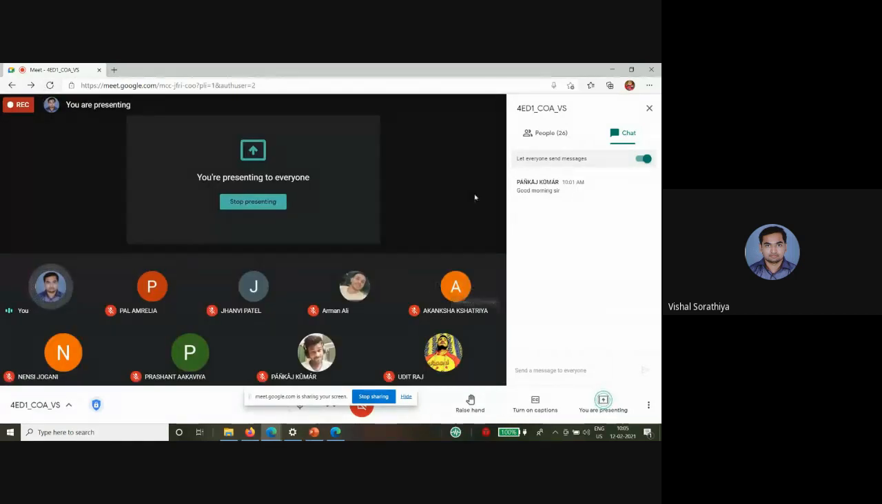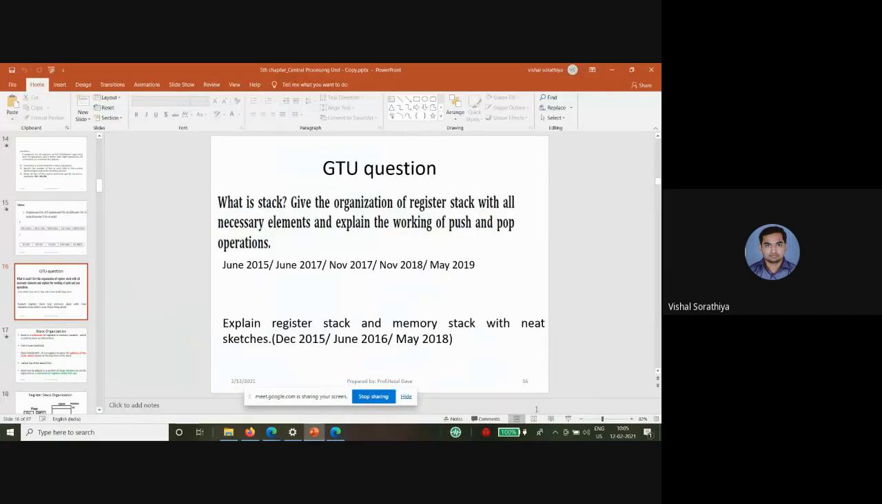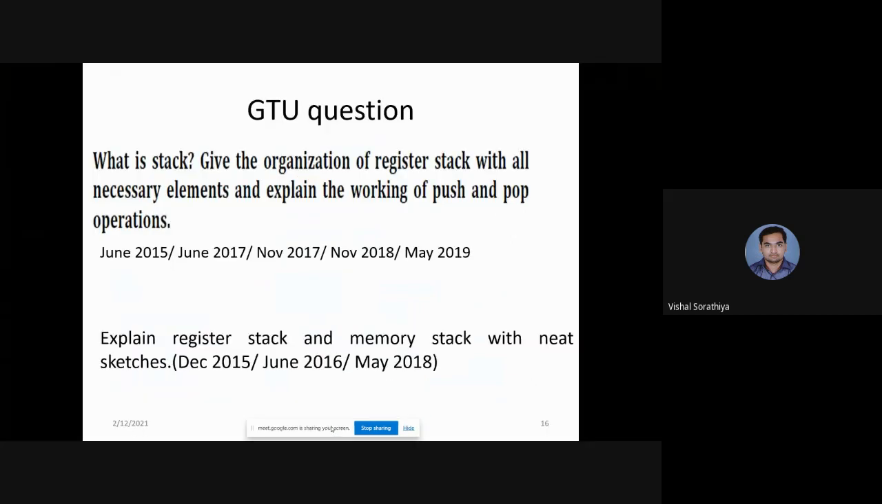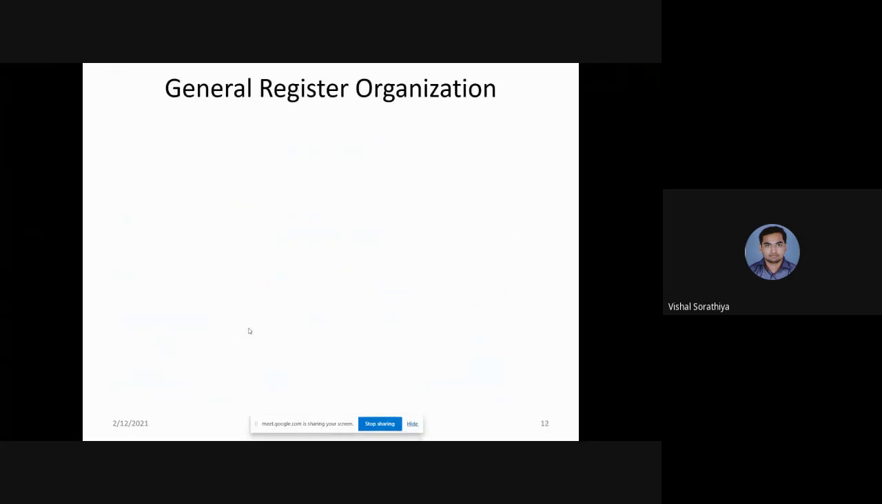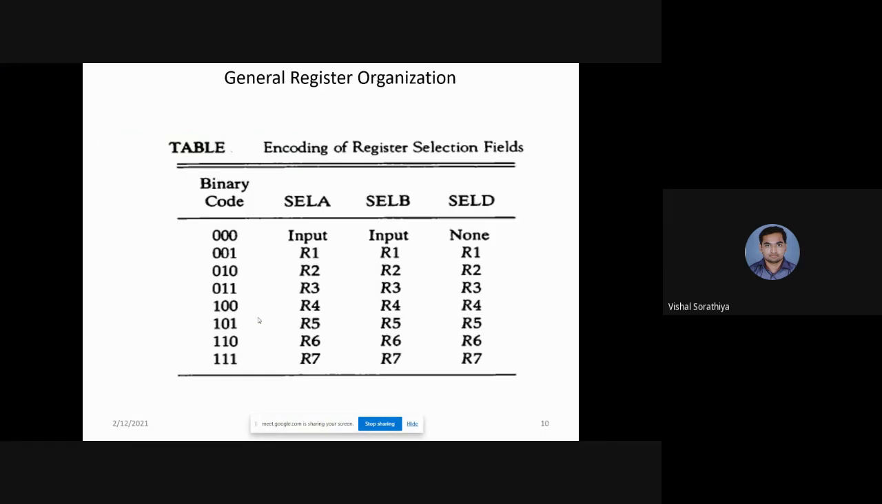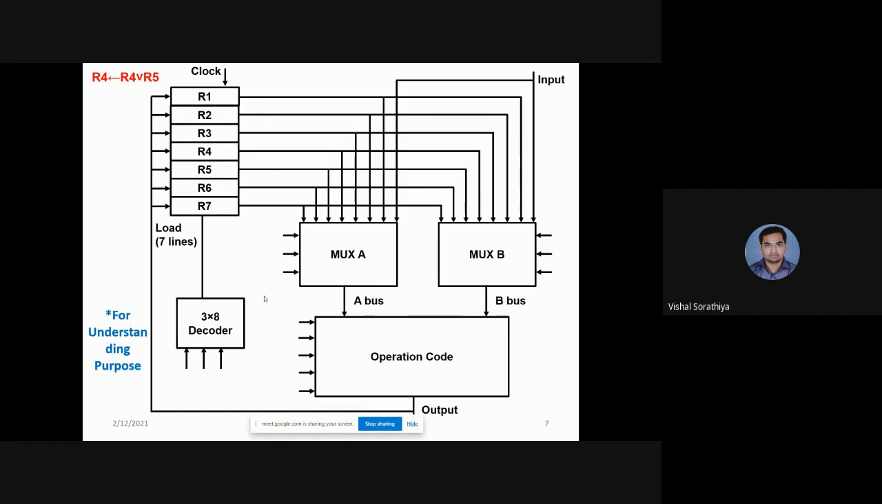Let me start with what we left in the previous lecture. In the last lecture, we discussed general register organization, the selection field, and this diagram. We went through several examples: if this is the condition, then what type of line gets selected. After that, I gave you one example.